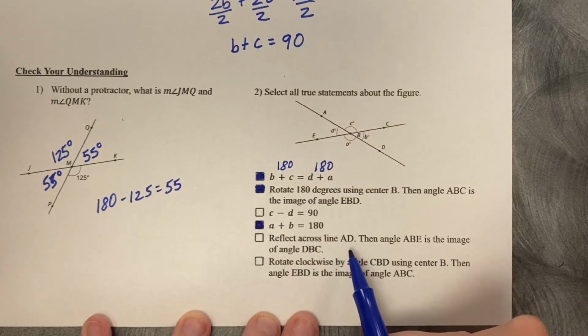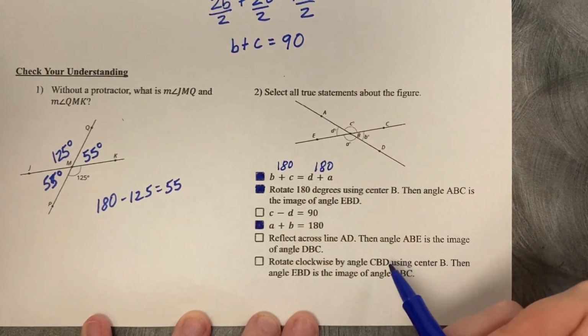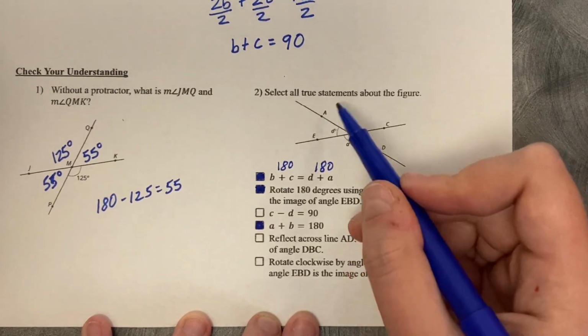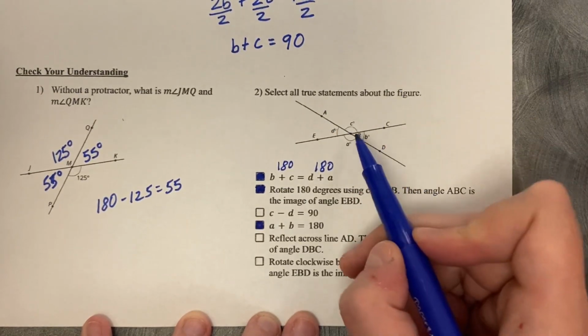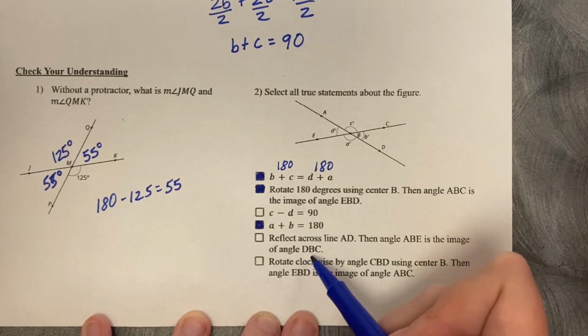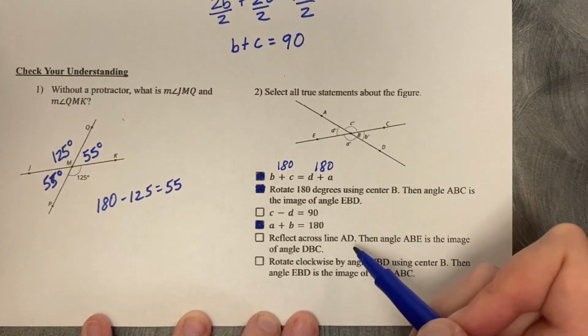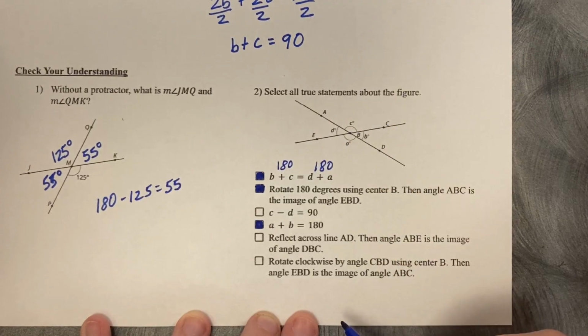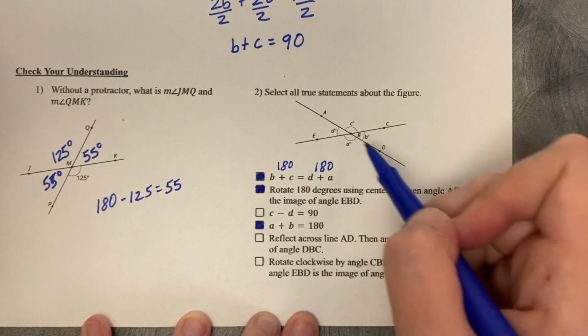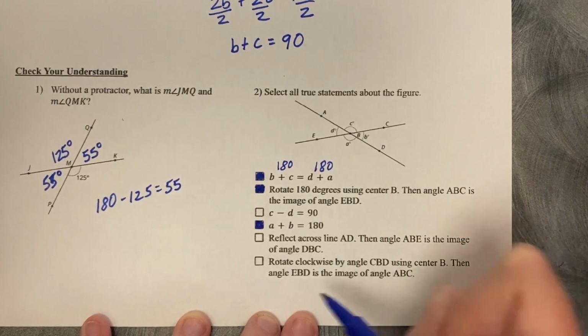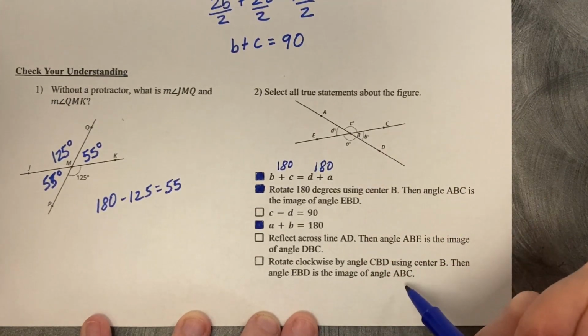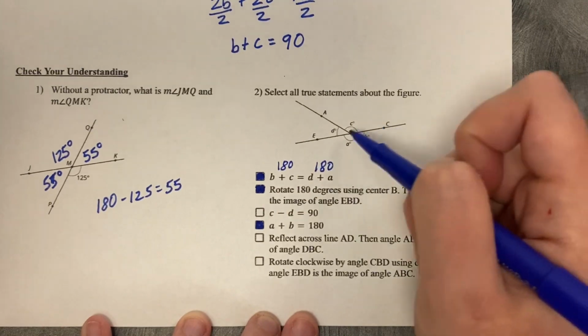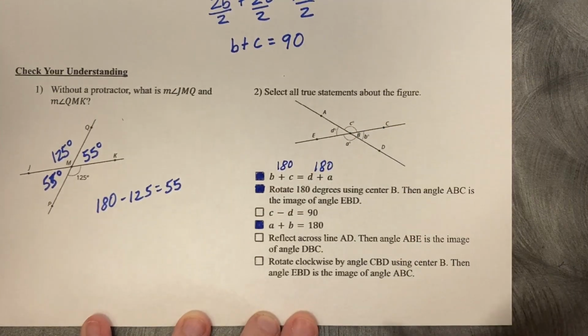Reflect across line AD, then angle ABE will be the image of DBC. Oh, well, that's the wrong line. It should have been across this line through the middle, so that's not true. Rotate clockwise CBD using center B, then EBD will be the image of ABC. Well, I know that CBD and ABC are not even the same size, so that one is also not true.